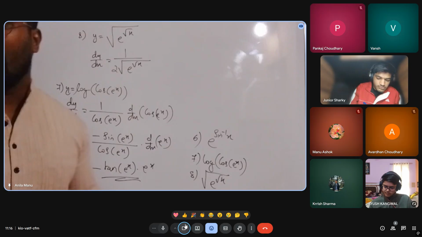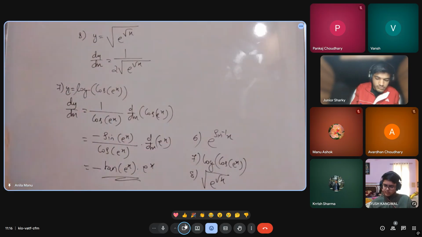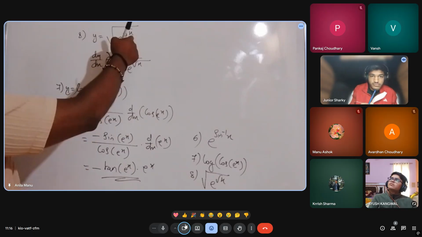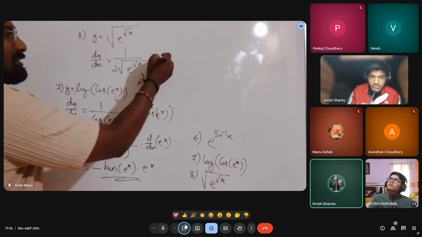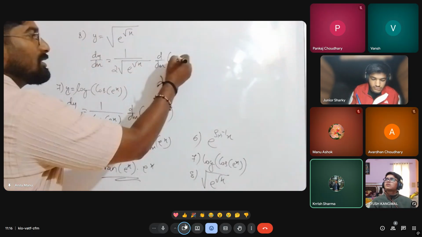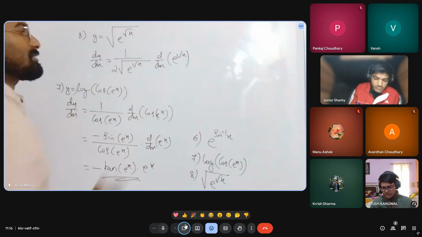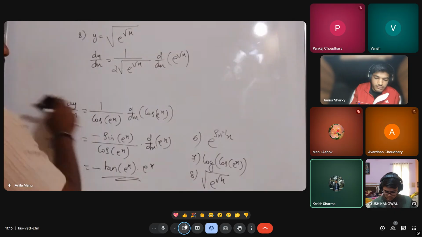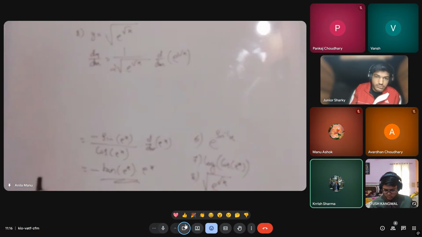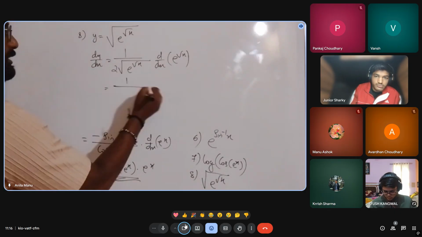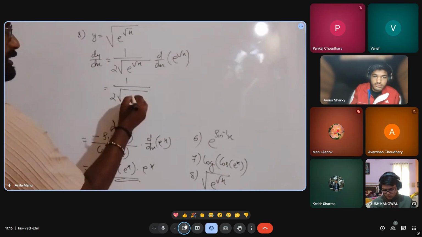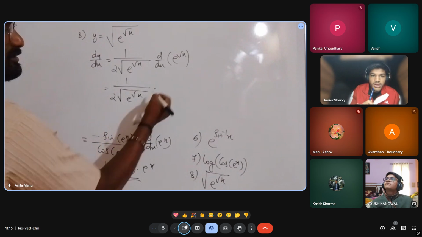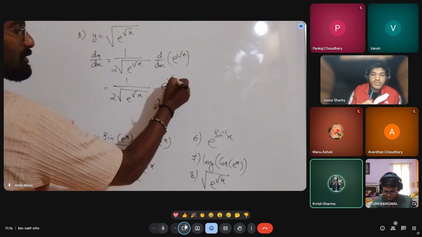Okay. Now what do we have remaining to differentiate? E raised to root x. So 1 by 2 root e raised to root x, into the derivative of e raised to root x, e raised to root x.